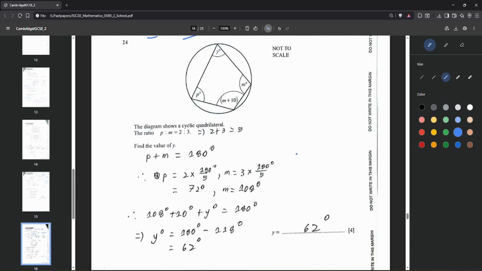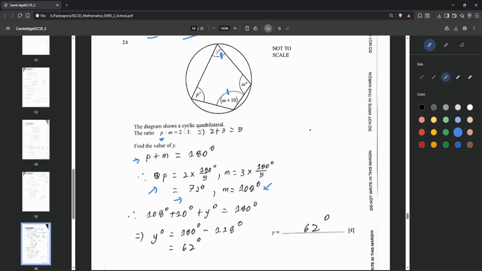Alright, next part. The diagram shows a cyclic quadrilateral. The ratio P is to M is 2 is to 3. So that means this is a cyclic quadrilateral, so y plus m plus 10 will be 180 degrees. P plus m will also be 180 degrees because these are opposite angles. So that means P is equal to 2 into 180 divided by 5, which is equal to 72 degrees. M is equal to 3 by 5 into 180, which is equal to 108 degrees.